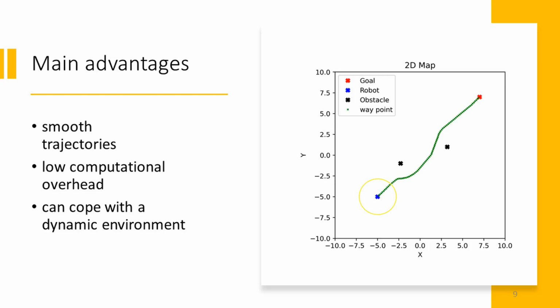In this picture I added a yellow circle around the robot. This could for example be a laser scanner, and as soon as the laser scanner detects an obstacle, the robot can just add it to the potential field. As a result, the robot will automatically start to avoid the obstacle.